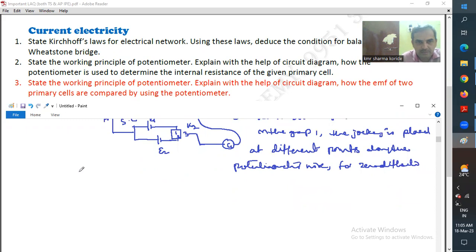Then according to the principle, instead of potential drop, E1 is proportional to L1. So this is similar to potential drop proportional to L. So you call this equation 1.